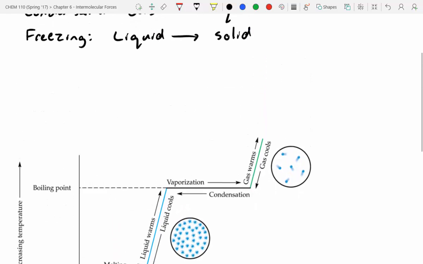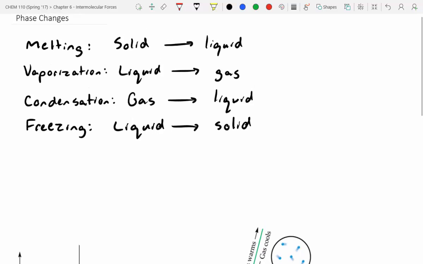All right, there's one more phase change, though, that we haven't talked about. This is a special one. This last one is where you go directly from a solid to a gas. Does anybody know what this is called? Sublimation. Not to be confused with the band, though.